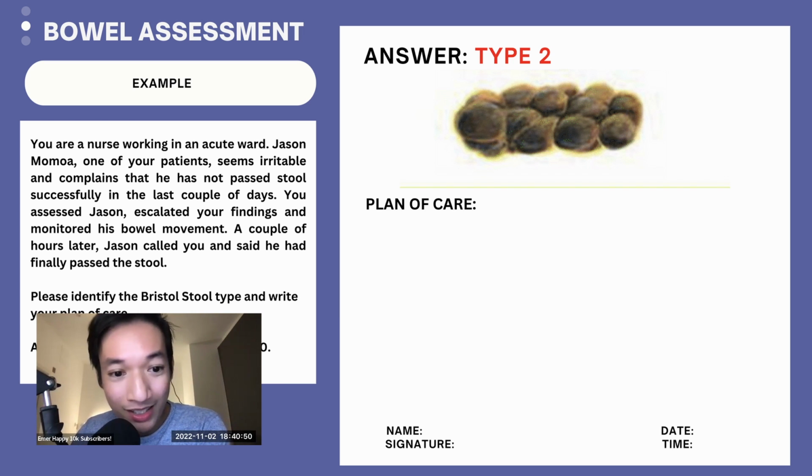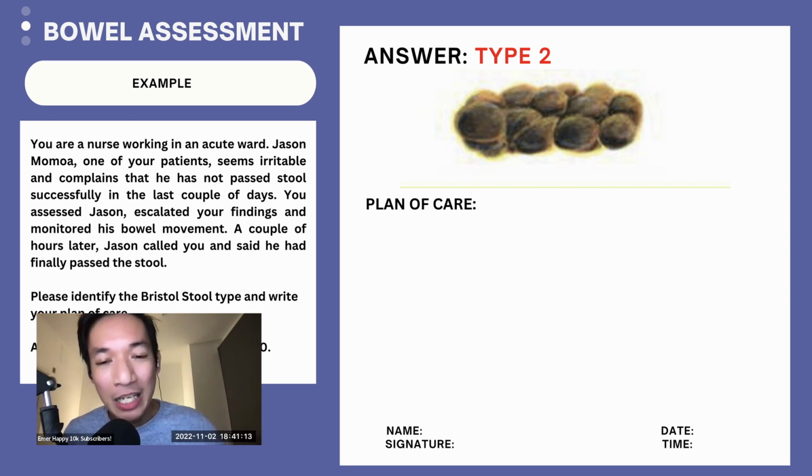Let's recall. Type 2 means sausage shaped but lumpy. Again, I'm not sure if this is the exact photo in the examination, but of course you will be seeing a similar photo with sausage shaped but lumpy. Okay, without looking at your marking criteria, if you have one in front of you, what would be the plan of care? Okay, give me the keywords that we just discussed.